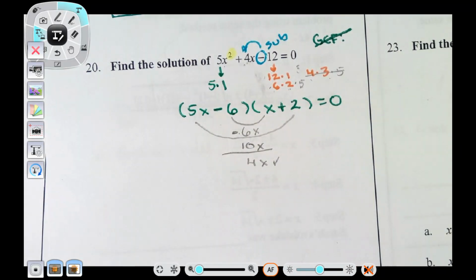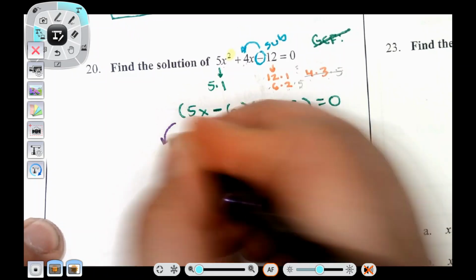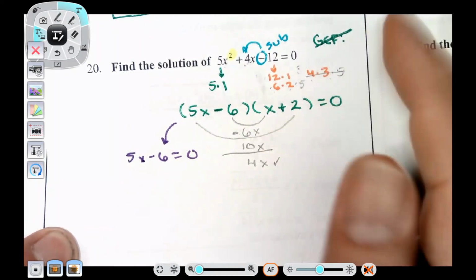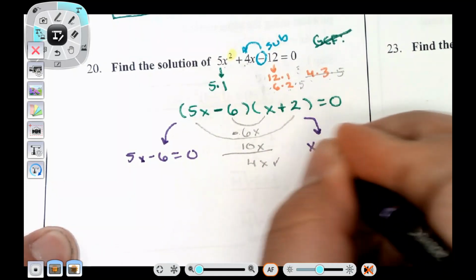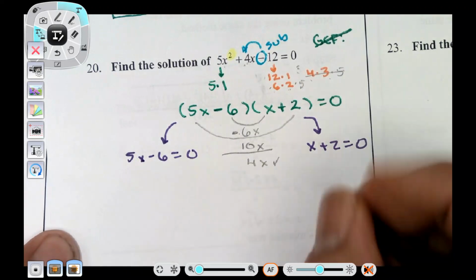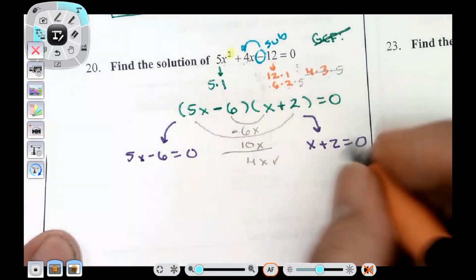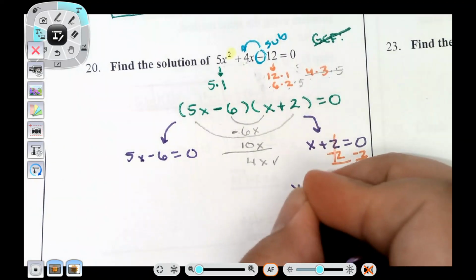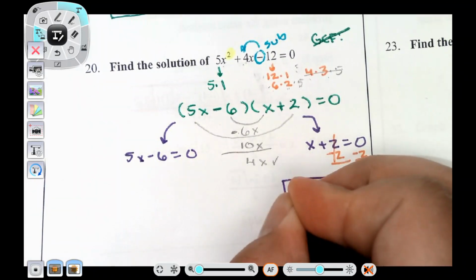Everything has been factored for us. So now we're going to go 5x minus 6 equals 0. And then for the other one, we're going to make x plus 2 is equal to 0. Now this one's a little bit easier to do. All we have to do is subtract the 2 from this one. And then we're done. x equals negative 2. So there's one of my answers.